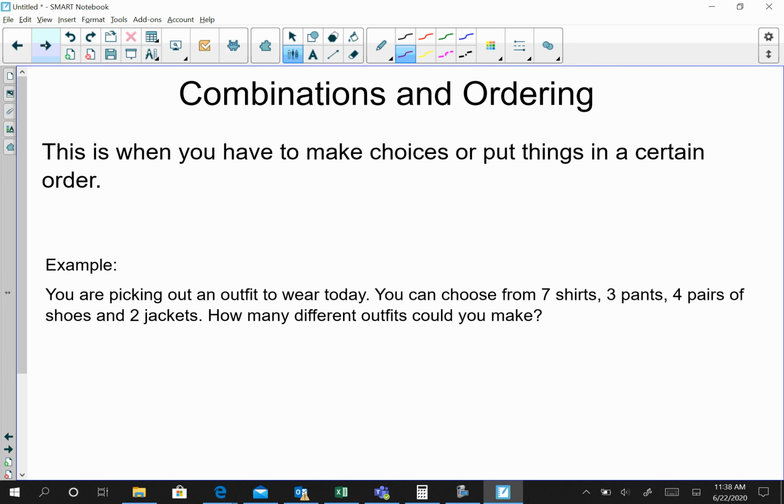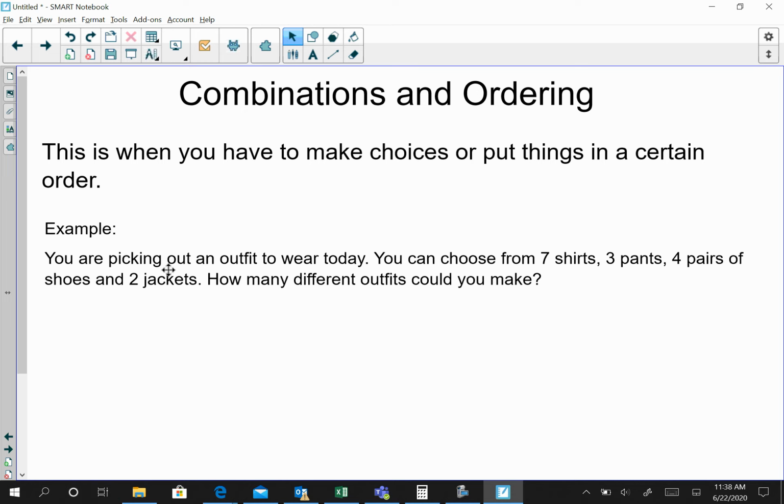All right, combinations and ordering. This is when you have to make choices or put things in a certain order. So arranging a seating chart, arranging something for a sports team, picking out an outfit, picking out things from a menu, all of those have to do with combinations and ordering. So if you're picking out an outfit to wear today, you can choose from 7 shirts, 3 pants, 4 pairs of shoes, and 2 jackets, one of each item. How many different outfits could you make? What do you do? You just multiply them all together.